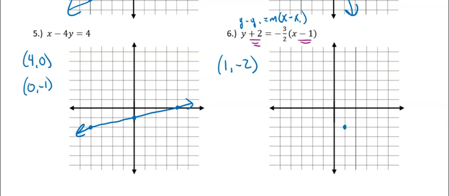And now once again, this guy right here, this is my slope hanging out in front of these parentheses. That's the m. So I go down 3 over 2. So down 3 over 2. Or up 3, back 2. I draw my line and that's it.